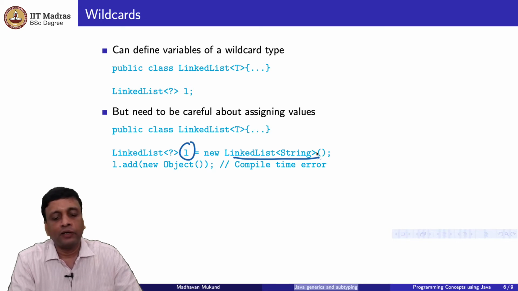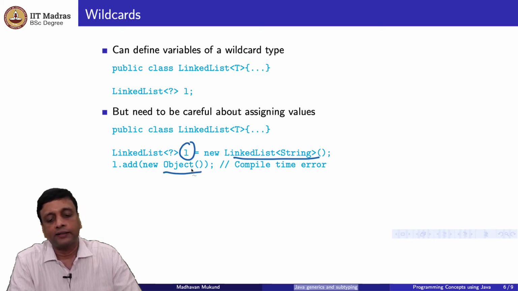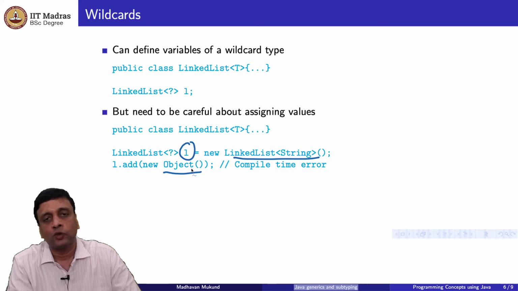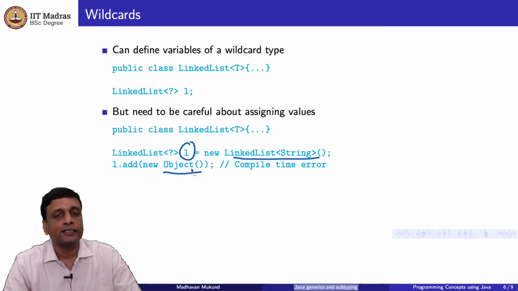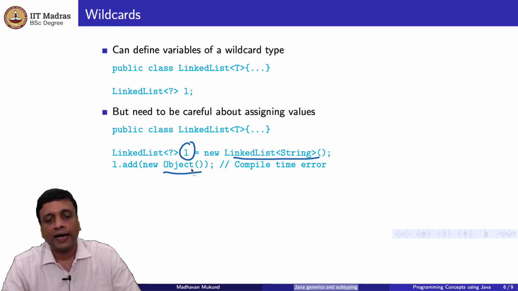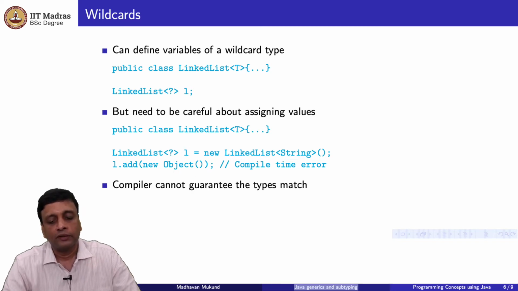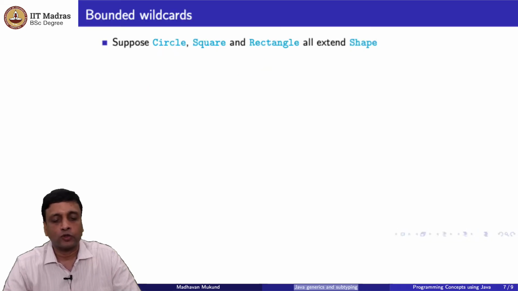So the compiler will not allow you to add other objects to this because it doesn't know whether they are compatible or not. You said it's a list of any type, so it really does not have a concrete type associated with it at compile time. So this is the problem: the compiler cannot guarantee that types match. The moral of the story is that you can use wildcard types quite easily as arguments to functions where the type information of the arbitrary type is not required anywhere in the function, but do not use it in general to generate variables and assign values to them.